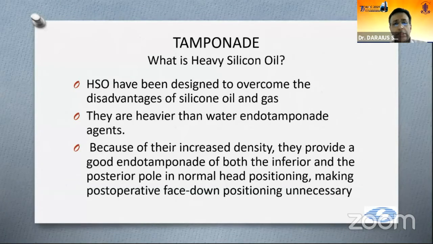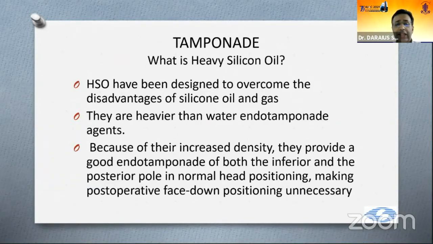So just coming towards the end about tamponade. So what is heavy silicone oil? Heavy silicone oil is basically something which has been designed to overcome the disadvantages of routine oil or gas. These are heavier than water tamponades, and they could endotamponade the inferior and the posterior pole in the normal positioning. So there's no need for face down positioning if you use this.